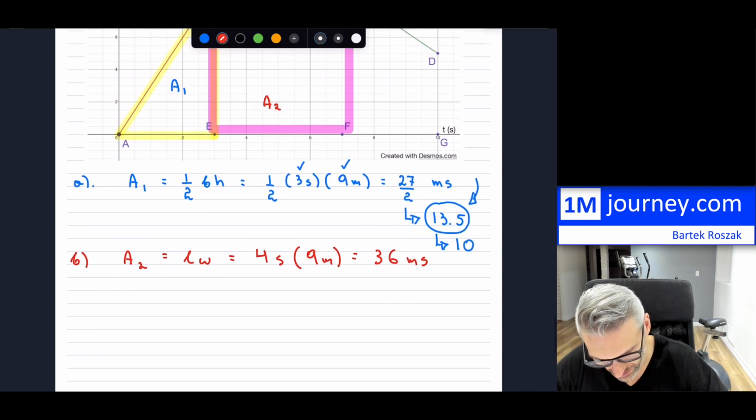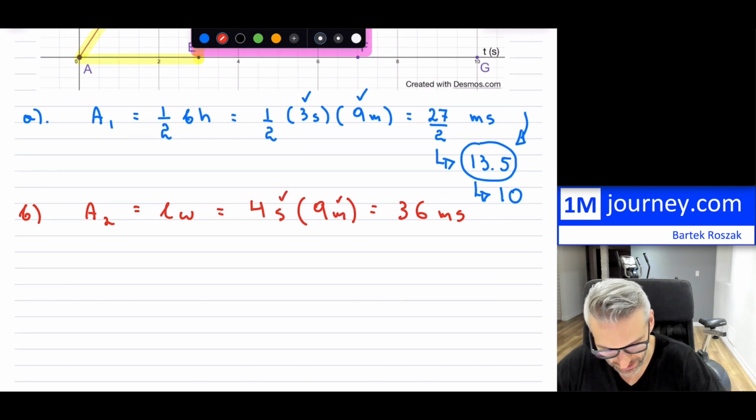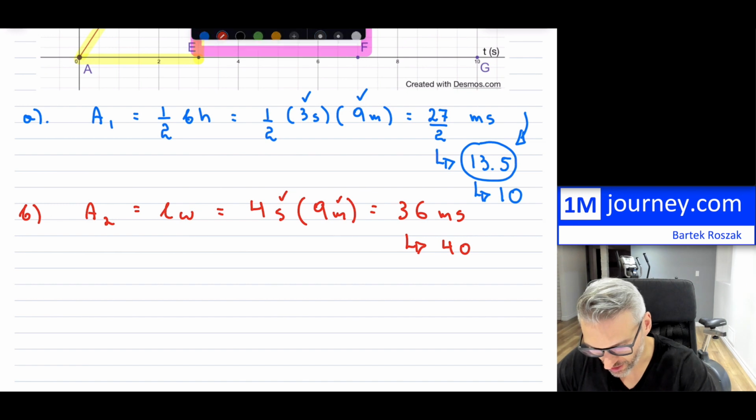So, a strange unit for the moment. Okay, and those units just simply multiply one and the other. Now, if you want this to only one significant figure, then the answer would have been just simply 40. All right, so that's the area for that.